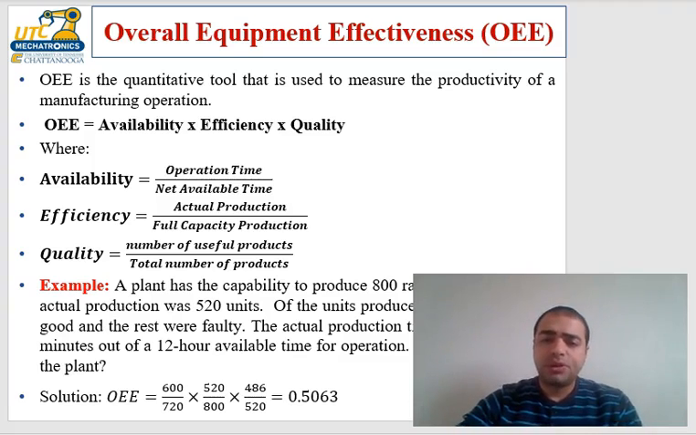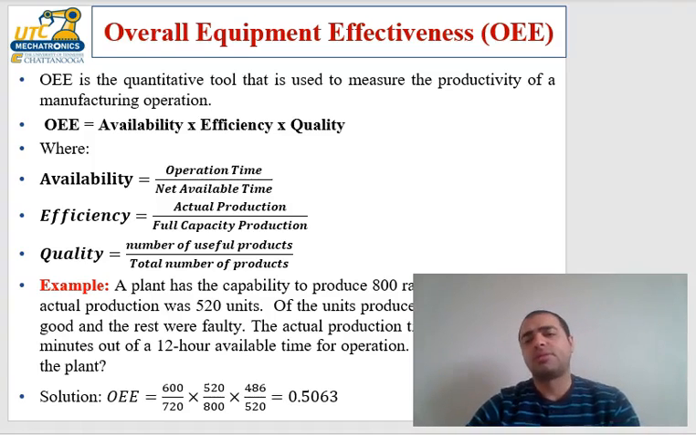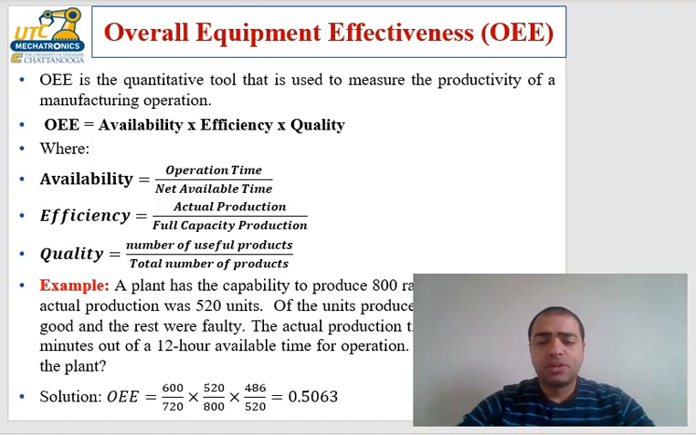Something that is very important, a very good assessment tool, is the OEE, overall equipment effectiveness. It's probably the main assessment tool of how efficient is the maintenance, or how successful is the maintenance department. So the OEE is equal to the availability multiplied by the efficiency multiplied by the quality. Availability is the operation time divided by the net available time. The efficiency is the actual production divided by the full capacity production.